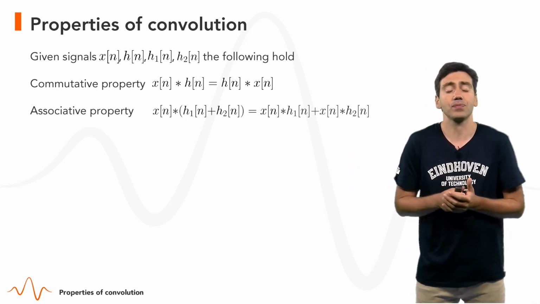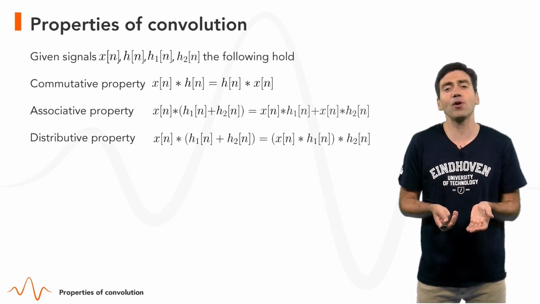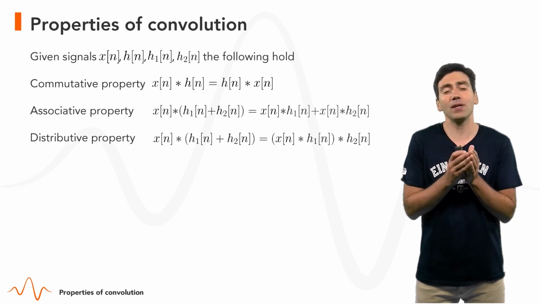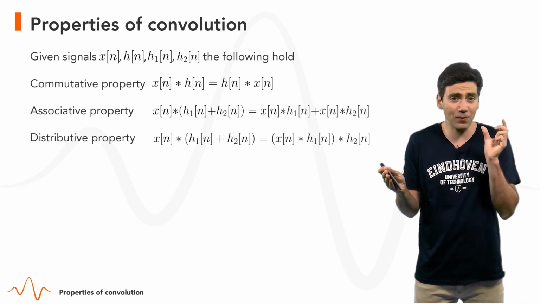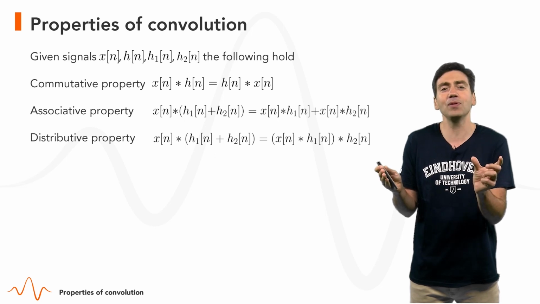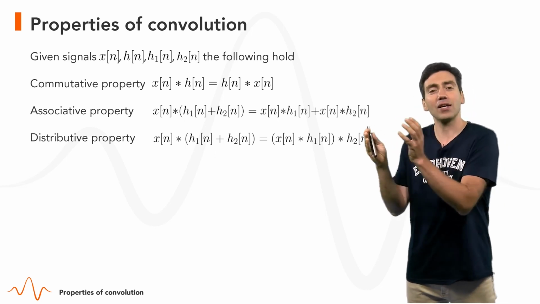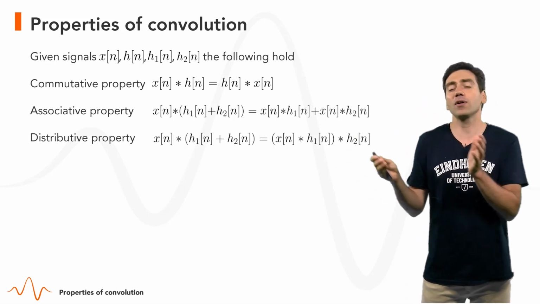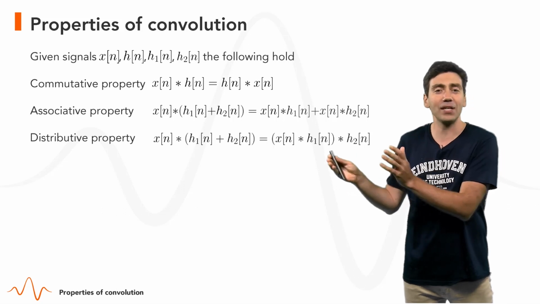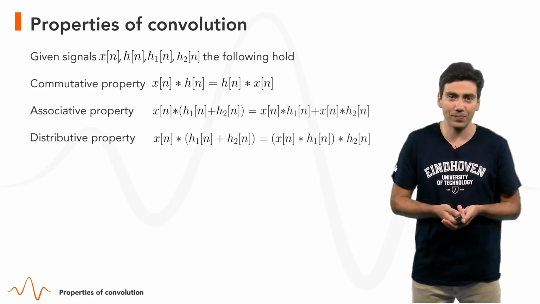Finally, we have the distributive property, which means that if we want to compute the convolution of three signals, we can compute first the convolution of signal number 1 and signal number 2, and then, with the result, compute the convolution of the result with the third one, or compute first the convolution between the second and third signals, and only then compute the convolution with the first.